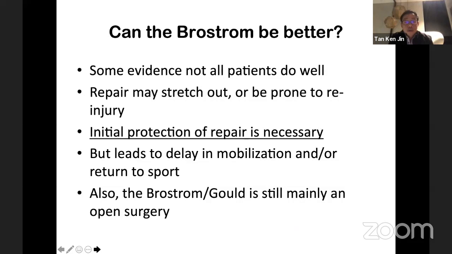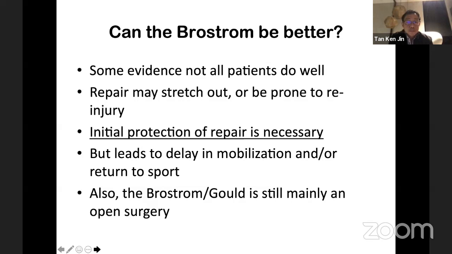Because some of these repairs may stretch out or be prone to re-injury. Certainly most of us or all of us will find that initial protection of the repair is necessary. This may be in a back slab, a cast, a fracture boot, etc. But basically we would agree that protection of the repair is necessary. However, this protection of the repair leads to a delay in mobilization of the patient and/or their return to weight bearing and to sport. Furthermore, the open Brostrom is still mainly an open surgery.